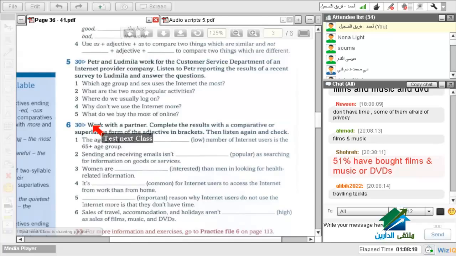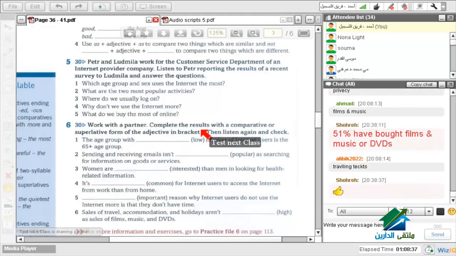after reading exercise number 6. Work with a partner, complete the results with a comparative or superlative form. Here you need to practice on the superlative and the comparative form when you do comparisons. So please, you do it by yourself. Complete the results with the comparative or superlative form of the adjectives in brackets. Then listen again and check your answers.